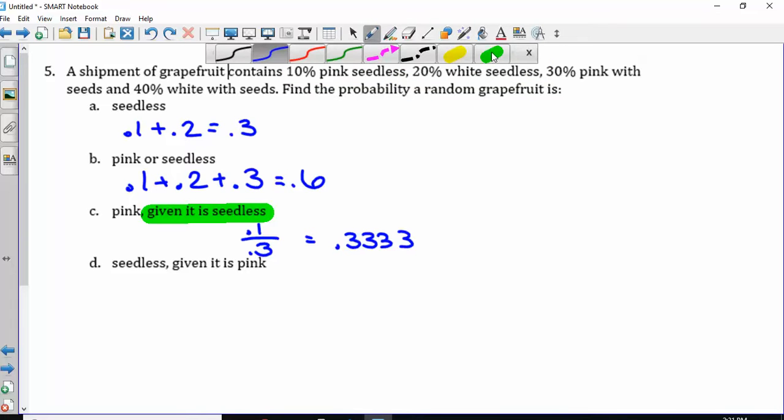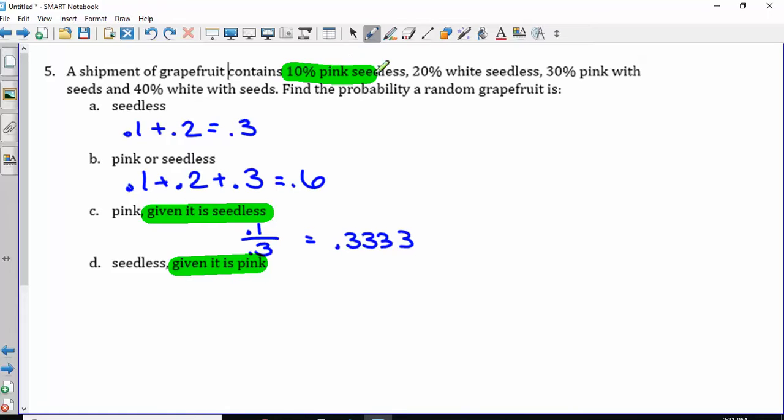Alright, next one. Seedless, given it is pink. So my denominator is all pinks. So that's 0.1 and 0.3, so 0.4. Out of those, which ones are seedless? 0.1, and so we get 0.25.